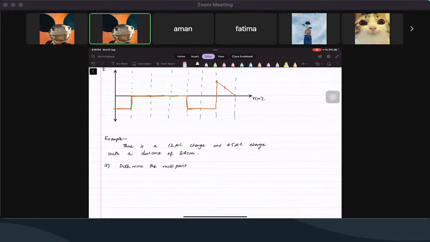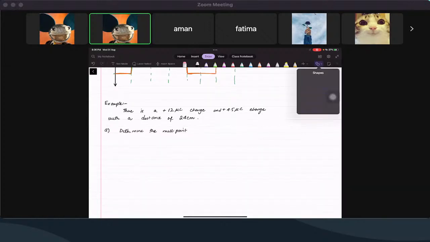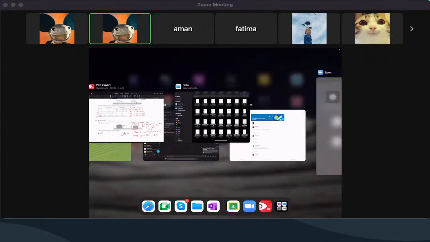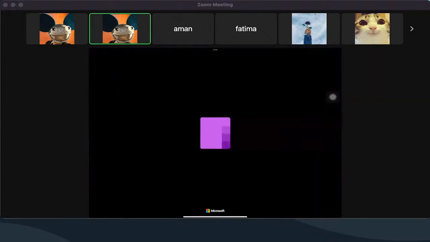When they say 12 in this, we will automatically assume that he's talking about positive charges, because otherwise he would write negative. Okay, so first let me just close the app and redo it. It glitches sometimes.